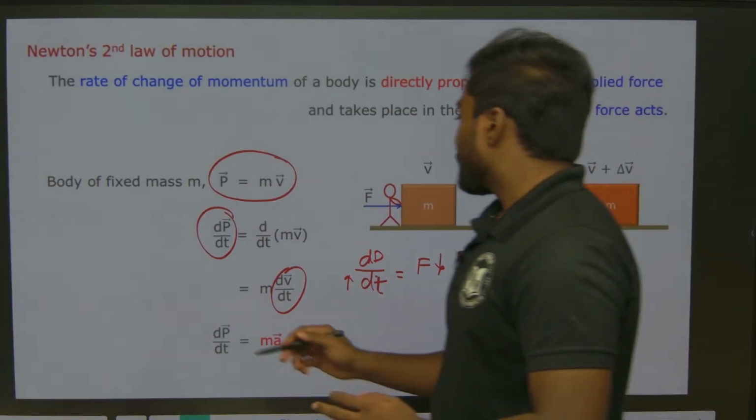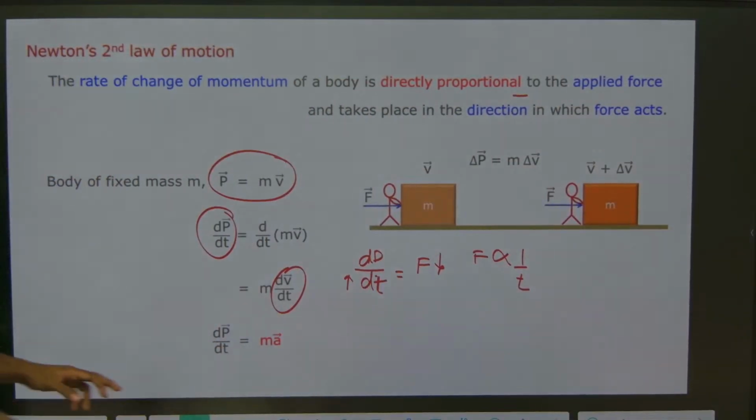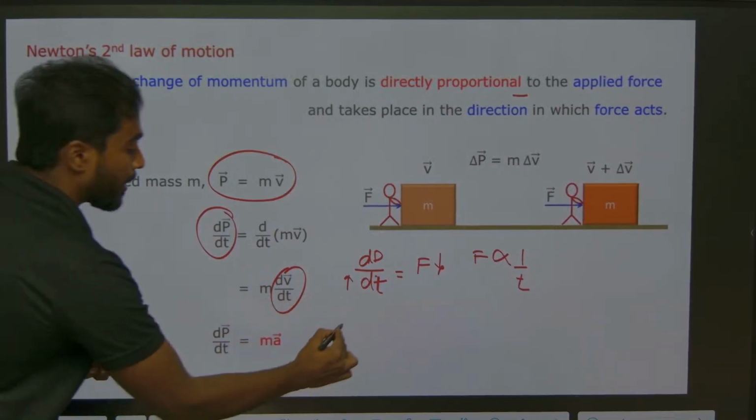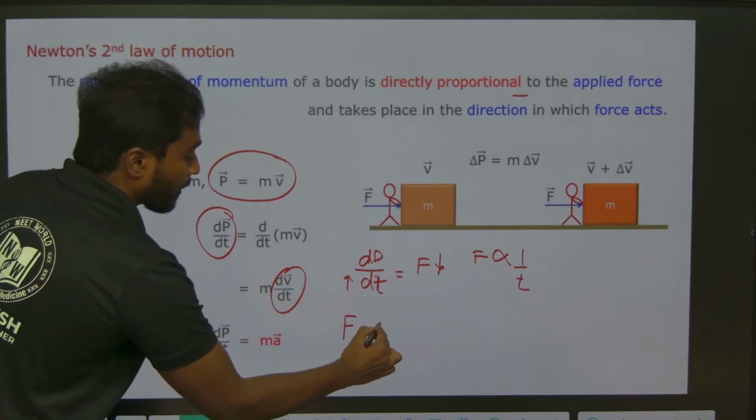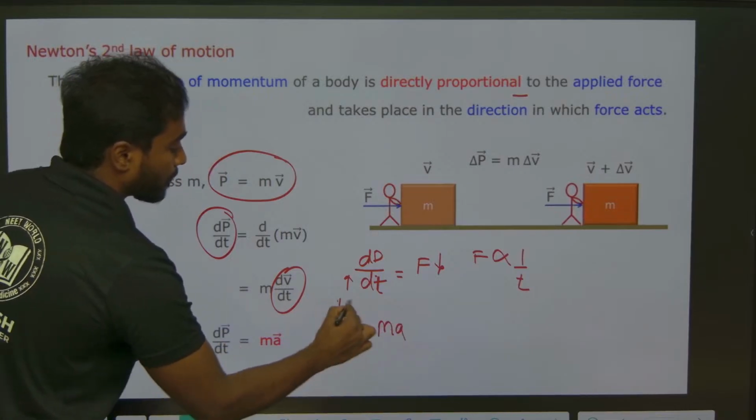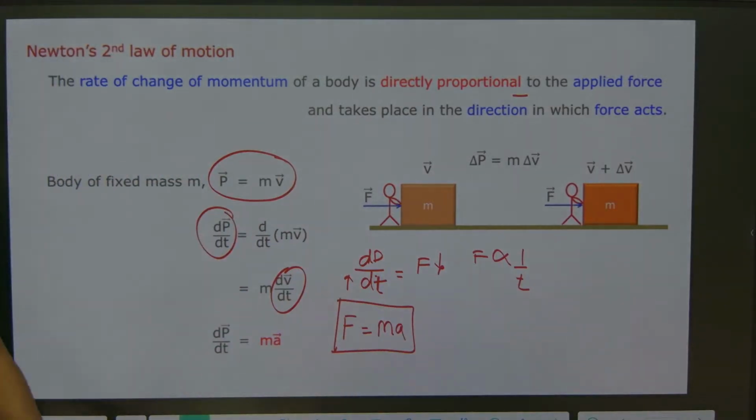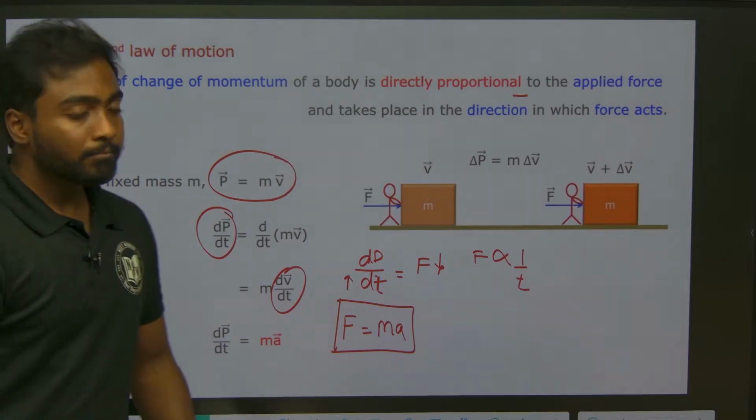Okay, so dp by dt will be mass into acceleration, which is nothing but force equals mass into acceleration. This is my formula for the force. I can take it down.